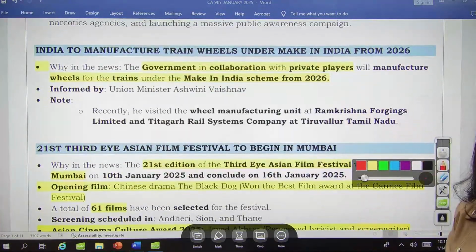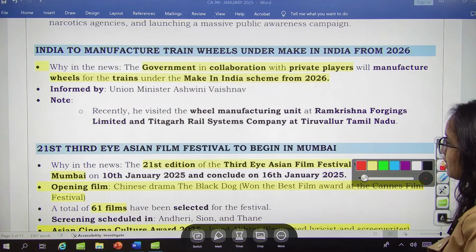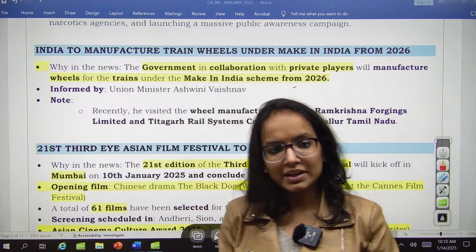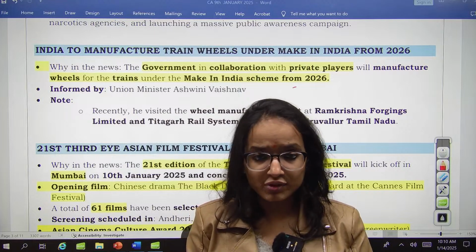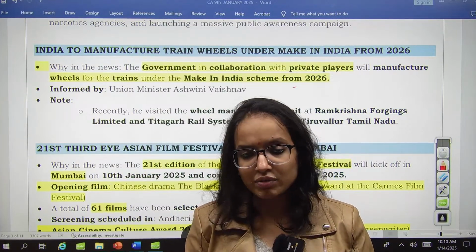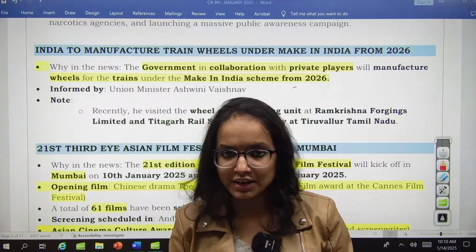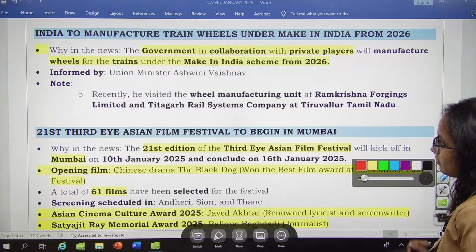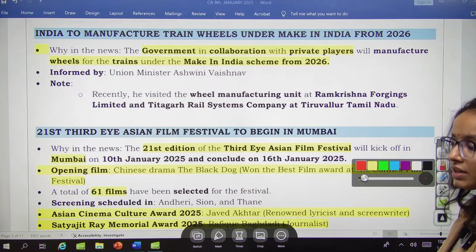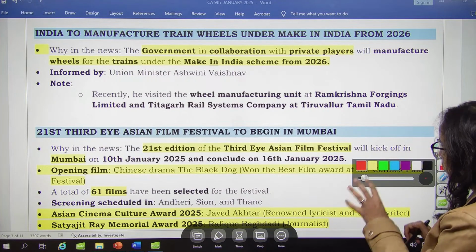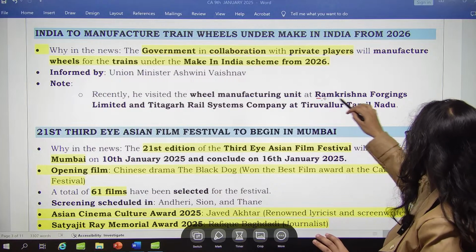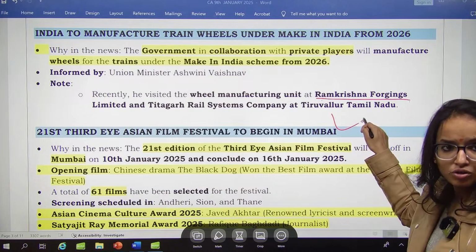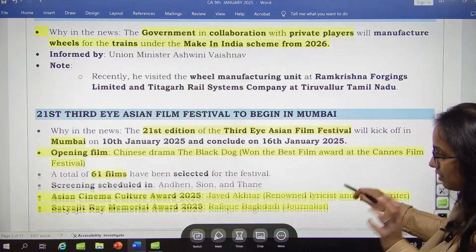The next news we have is government in collaboration with the private players will be manufacturing wheels for the trains under Make in India scheme. Government says Make in India, so the train wheels, which we are not sufficiently constructing in India, we will be developing in India only. And for this purpose, the Union Minister Ashwini Vaishnav has visited wheel manufacturing units. So these units are in news. Remember, Ramkrishna Forgings Limited, Titagarh Rail System companies at Tamil Nadu. They will be collaborating with them to produce wheels in India, rail wheels.